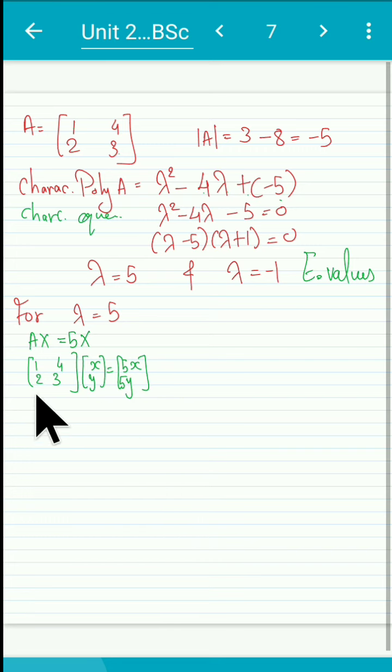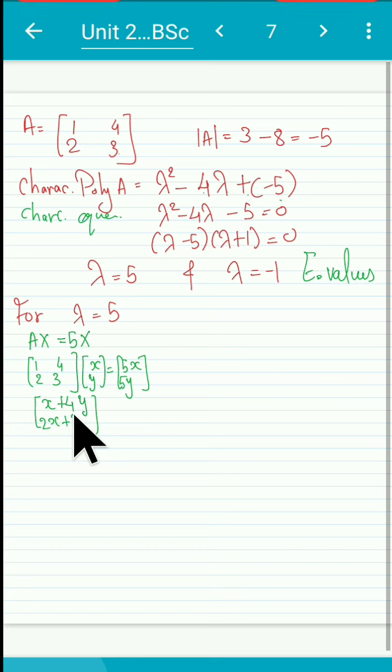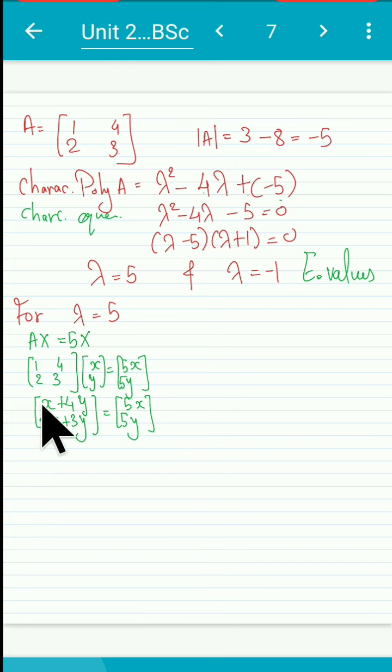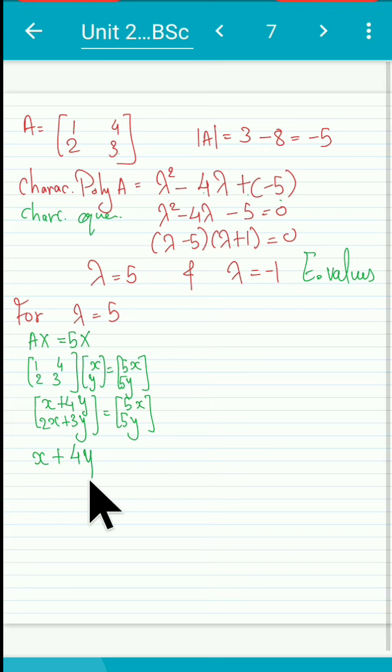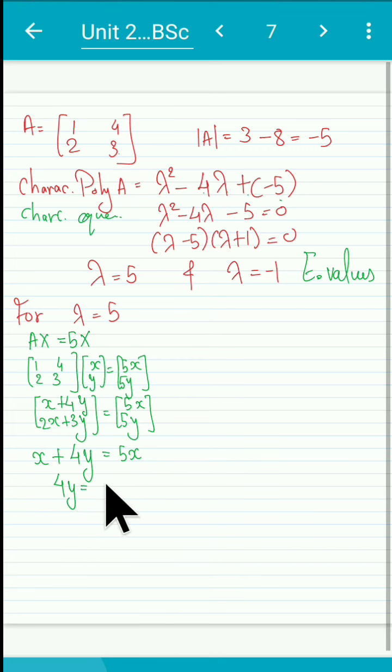Okay, so after multiplying this, I'll get (x plus 4y, 2x plus 3y) is equal to (5x, 5y). Now I'll just equate it coordinate-wise, or element-wise, entry-wise, right? So I will get x plus 4y is equal to 5x. That means this will go to the other side, so it becomes 4y is equal to 4x. So my x must be the same as y.